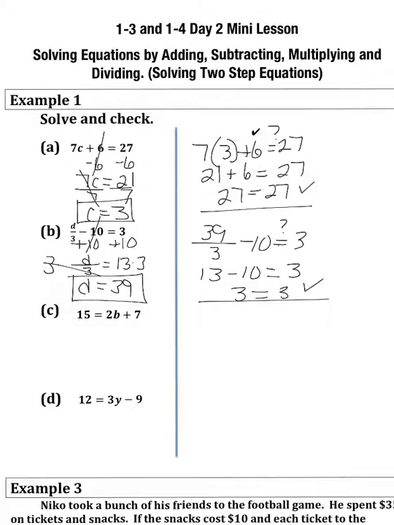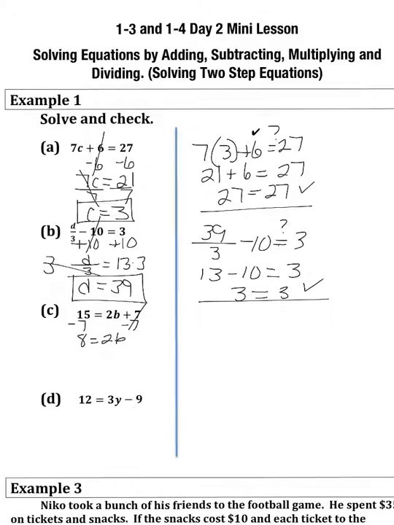For letter C, this time the variable's on the right side of the equation. That might look tricky, but it really doesn't change anything. We're still just trying to isolate the variable, and we're starting by asking ourselves what's currently happening to the variable. So right now it's being multiplied by 2 and then increased by 7. We want to get rid of whatever's not attached to our variable term first, which in this case will be the plus 7. So the inverse of addition is subtraction, so we will subtract 7 from both sides, and we will end up with 8 is equal to 2b. The 7's canceled on the right-hand side.